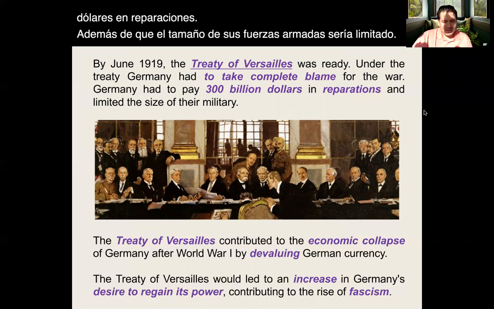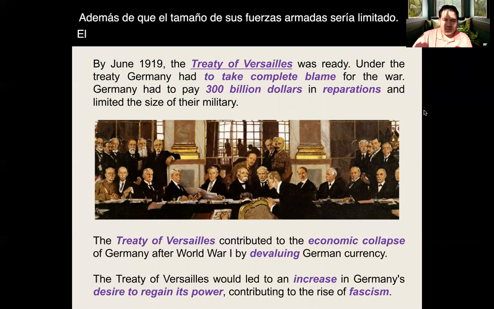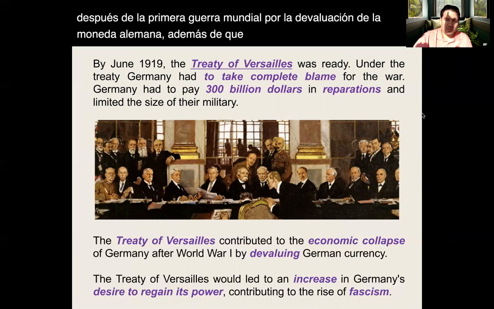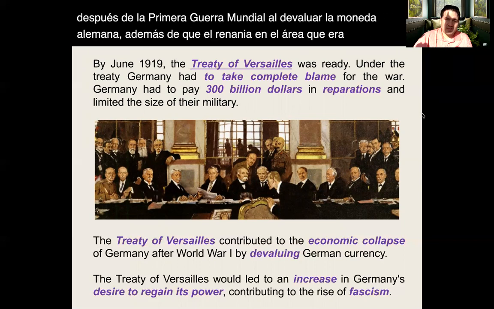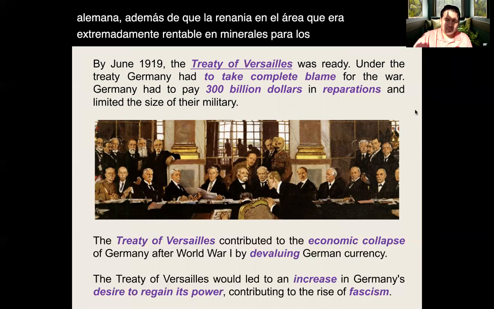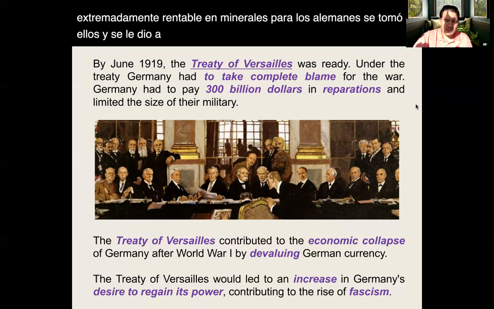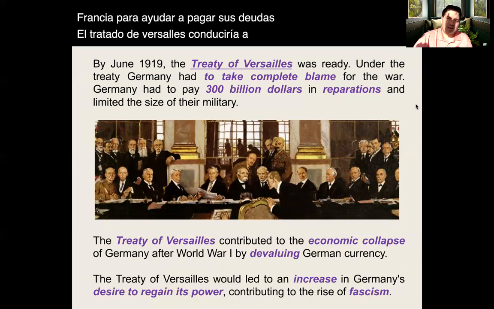The Treaty of Versailles contributed to the economic collapse of Germany after World War I by devaluing German currency. In addition to that, the Rhineland, an area that was extremely profitable in minerals for the Germans, was taken from them and given to France to help pay off their debts. The Treaty of Versailles would lead to an increase in Germany's desire to regain its power.